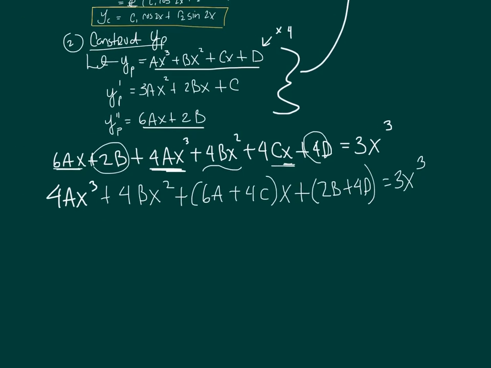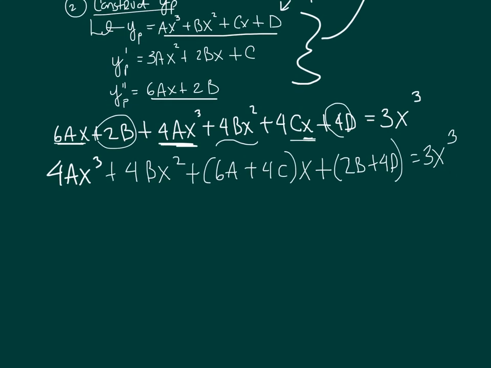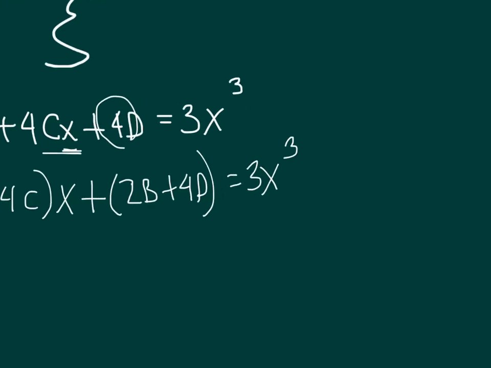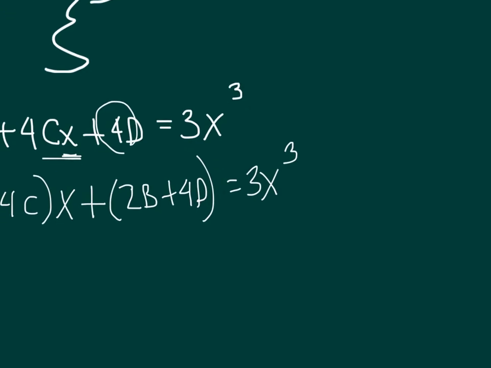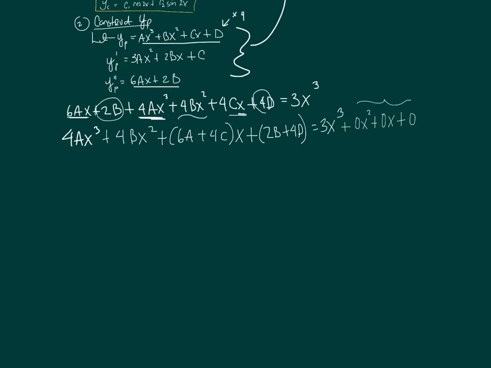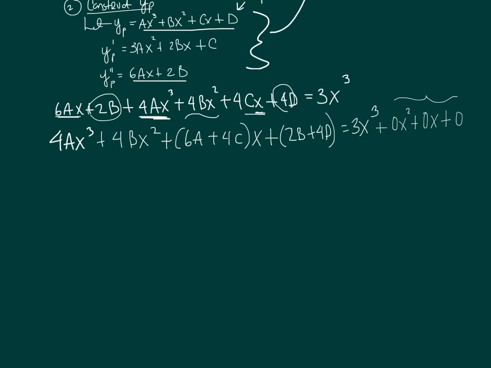Okay, so let's equate some coefficients. So remember, this 3x cubed is really plus 0x squared plus 0x, plus some constant 0, right? I mean, that's all 0. We don't write it out, but that's 0. So maybe I wanted to write that out if that helps equate these coefficients. Okay, sorry, I write really big.